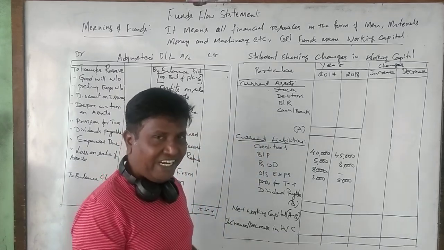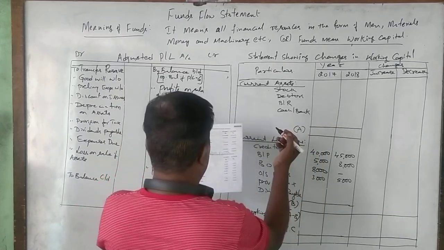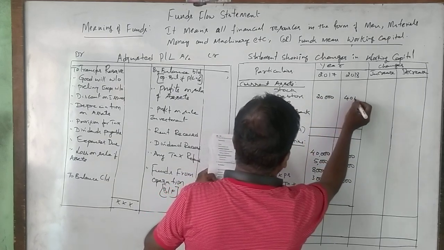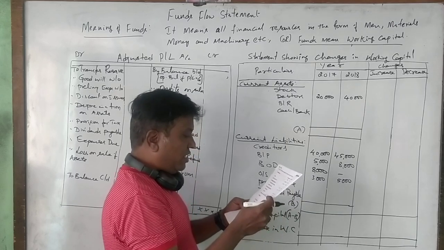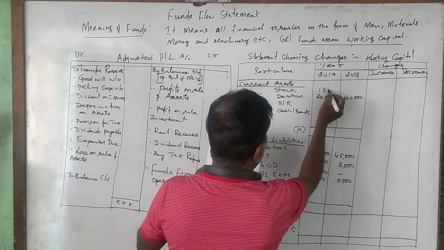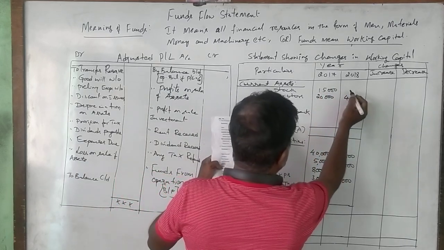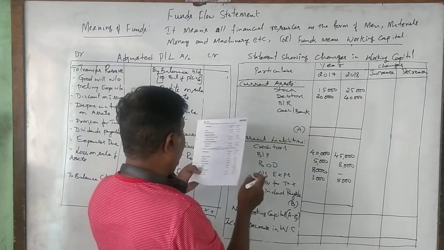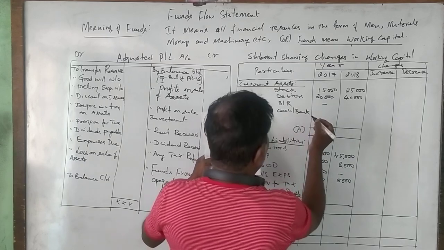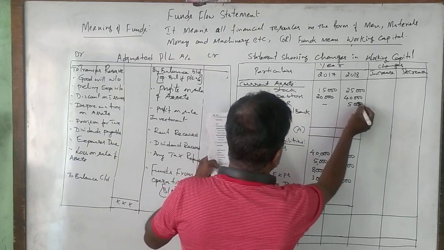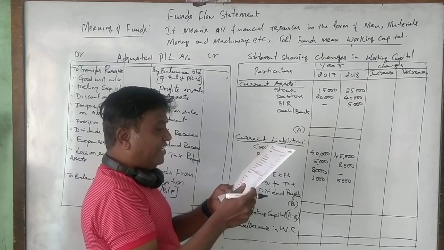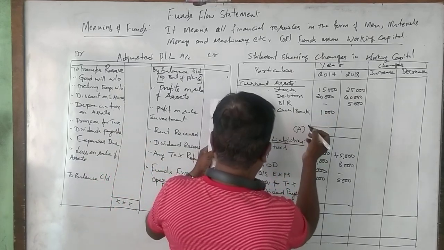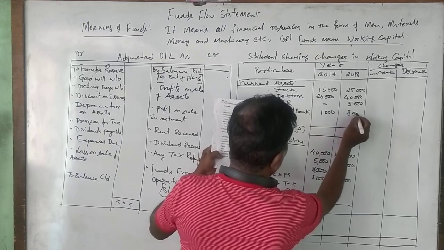Debtors, it is an asset, right? Current asset. So debtors is 20,000 in 2017, 40,000 in 2018. Stock, 15,000 rupees in 2017 and 25,000 rupees in 2018. Bills receivable is nothing in 2017, 5,000 rupees in 2018. Cash in hand, 1,000 in 2017 and 8,000 in 2018.